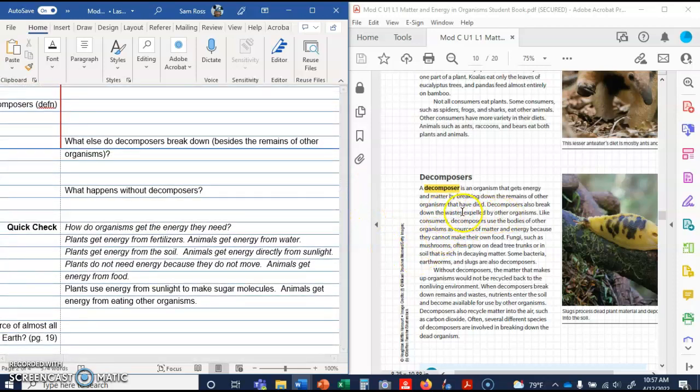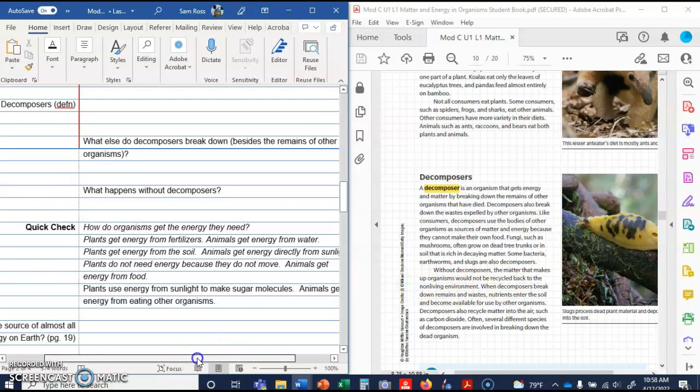And that's right here. What happens without decomposers? So that's down here. Without decomposers, the matter that makes up organisms would not be recycled back to the non-living environment. You'll want to write that here. And then we have our next quick check.